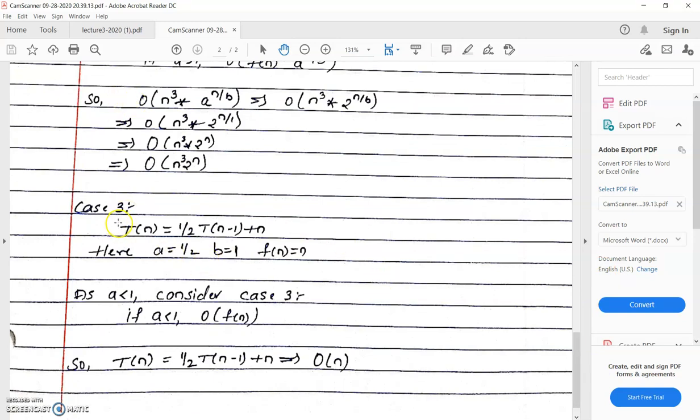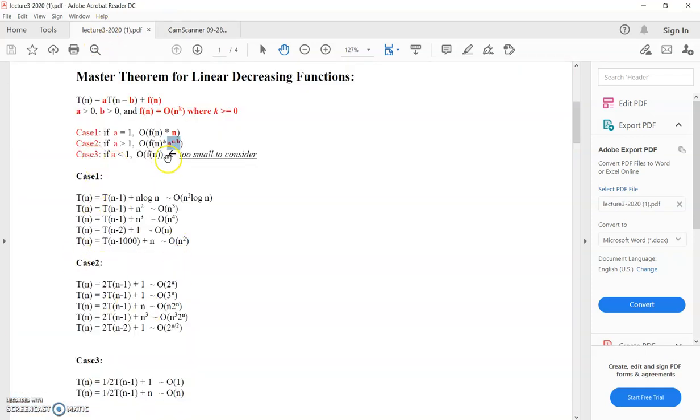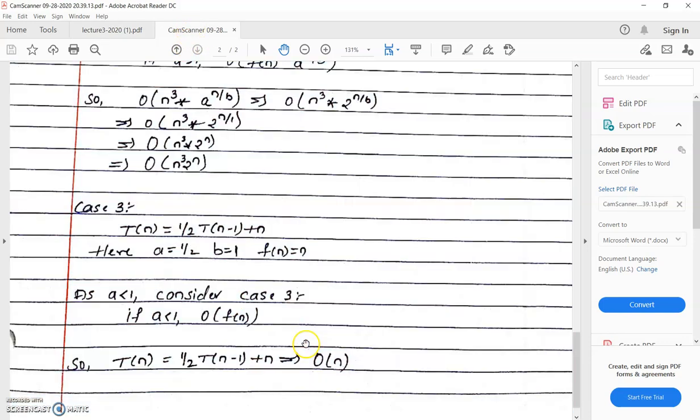Let's take a third example where a is less than 1. In this, a is 1 by 2, b is 1, and f(n) is n. If a is less than 1, the case is going to be the third, and it's just going to be big O of f(n). So big O of f(n) is big O of n, since f(n) is n in this.